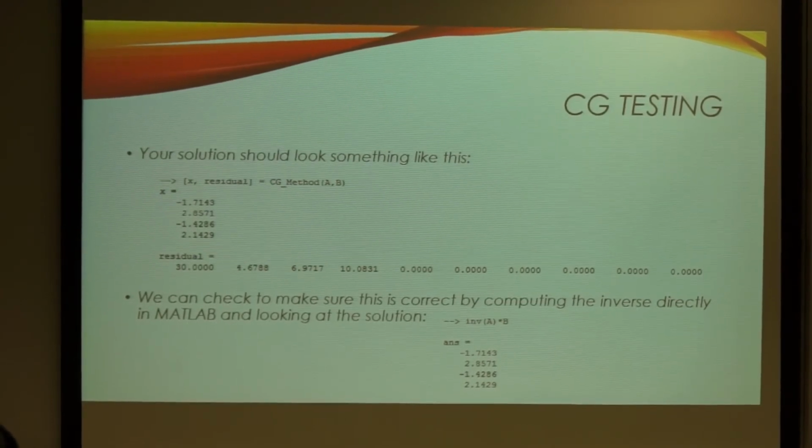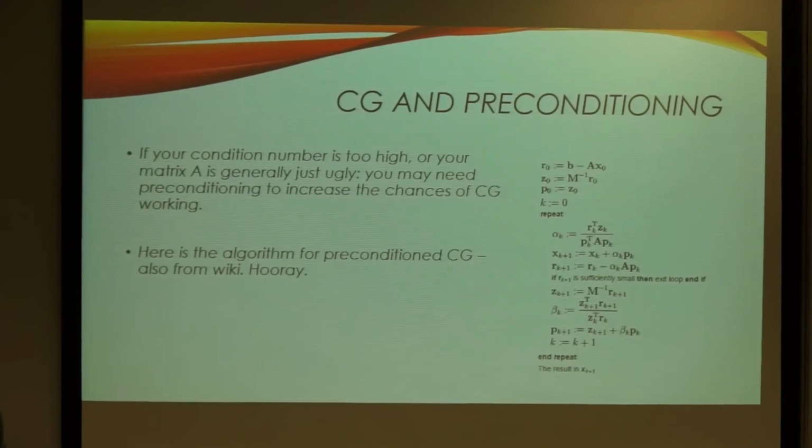If you want to solve it, you just type CG method. I saved my file as cgmethod.m. Put in my A and B. There's a solution. Here are the residuals. If you want to check this is correct, you can substitute them in.